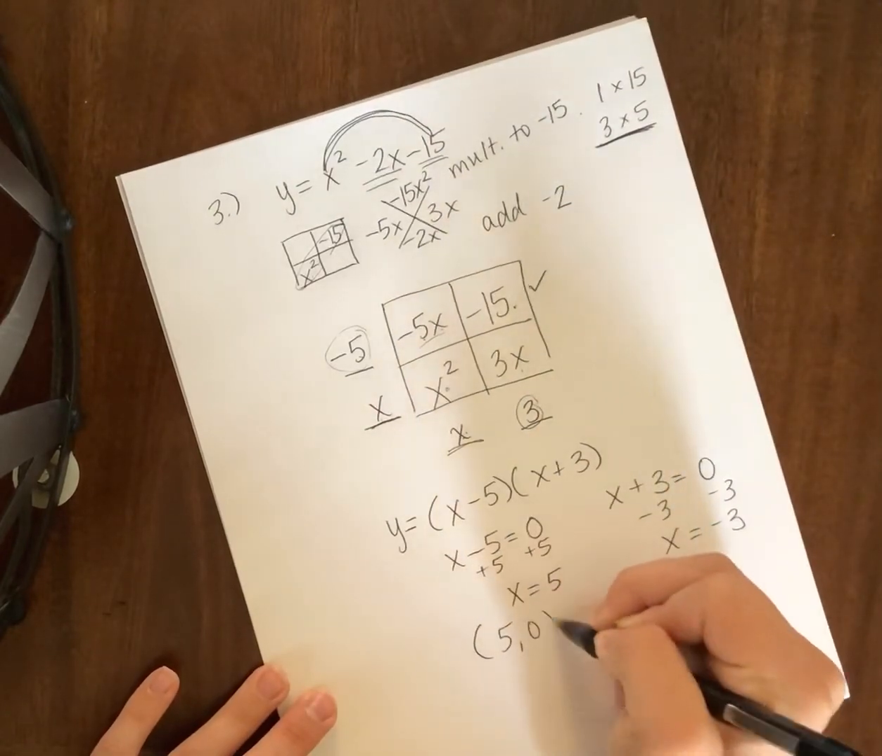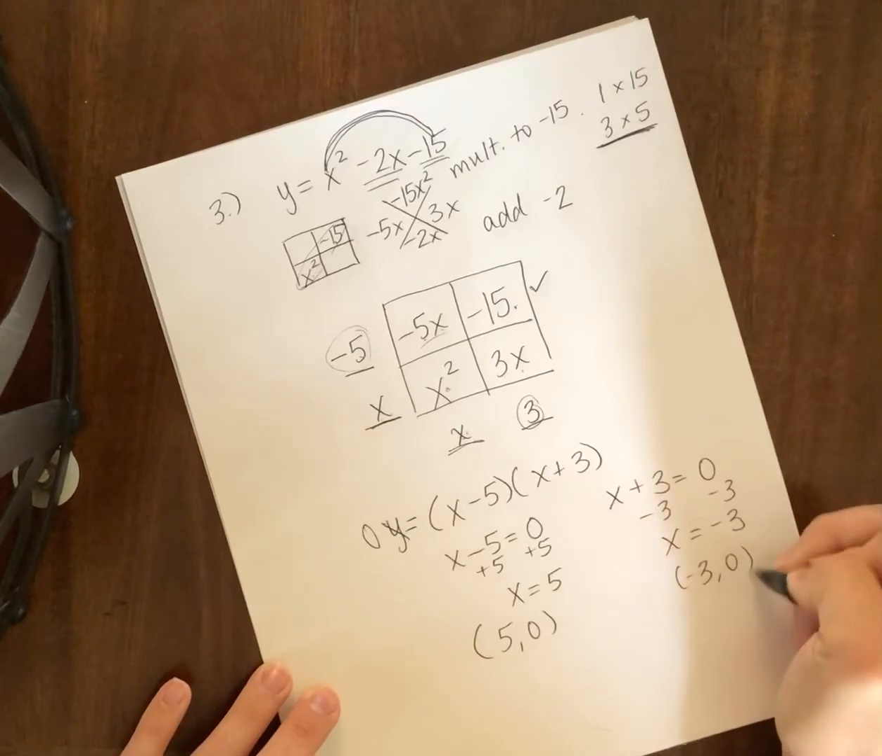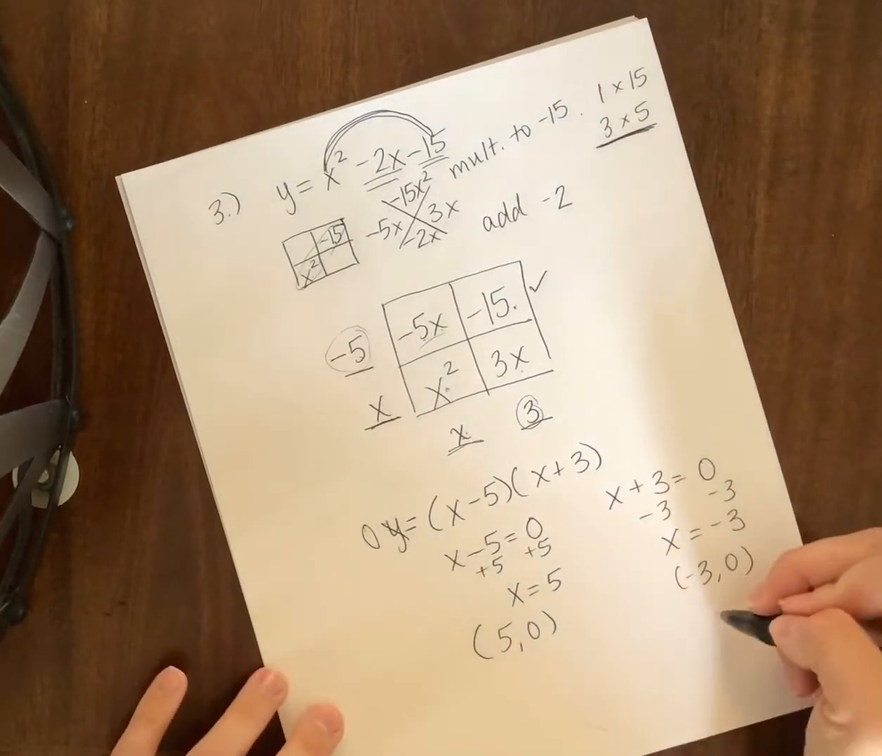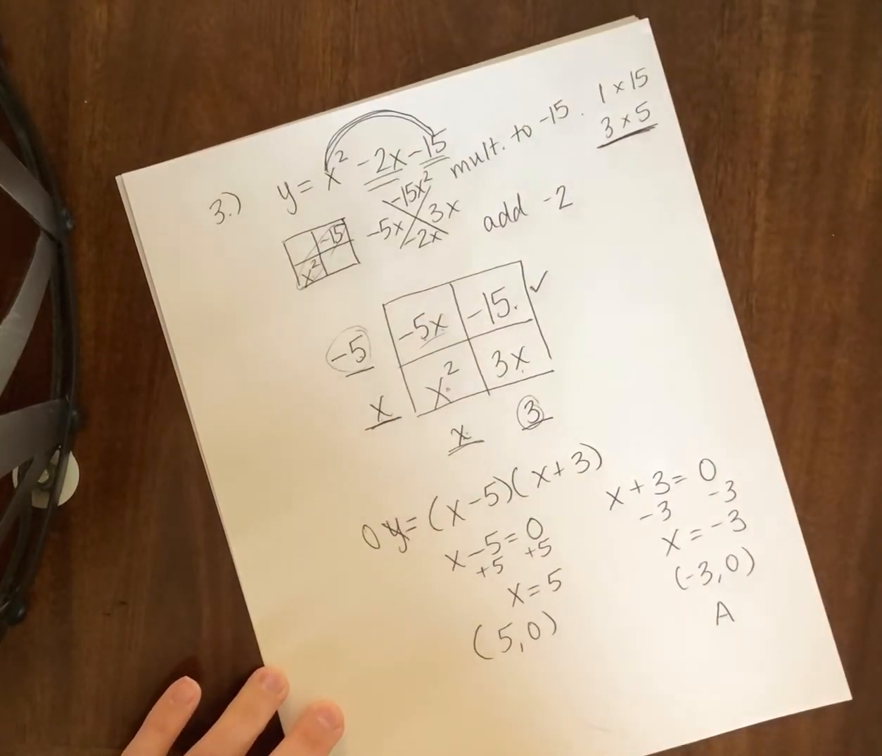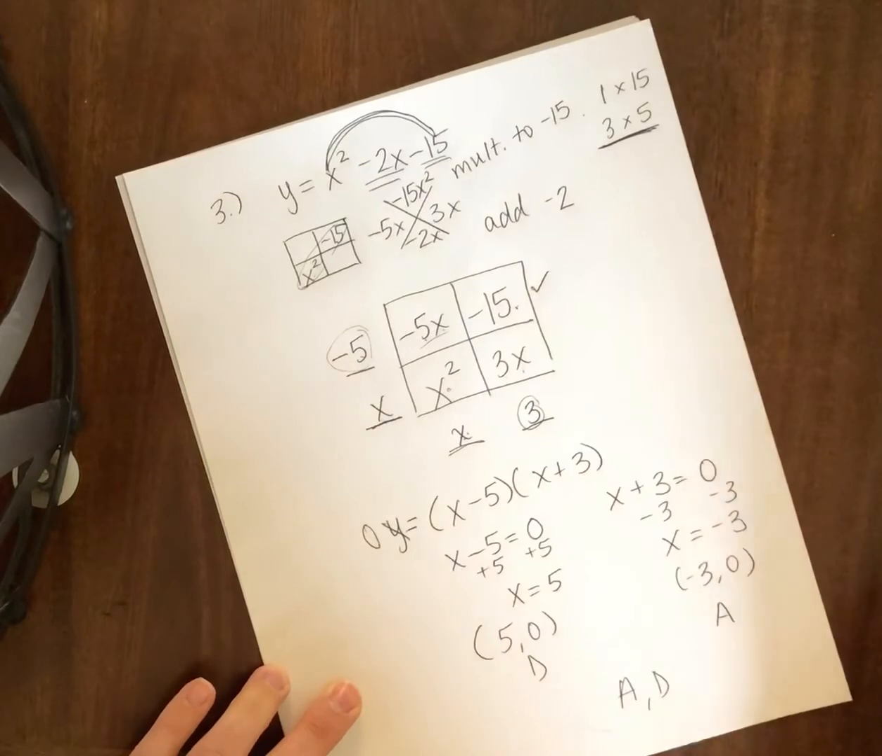It's when y is equal to 0. So I have negative 3 comma 0. And looking at your choices on the Google quiz, this would be point A and point D. So your answer would be A comma D.